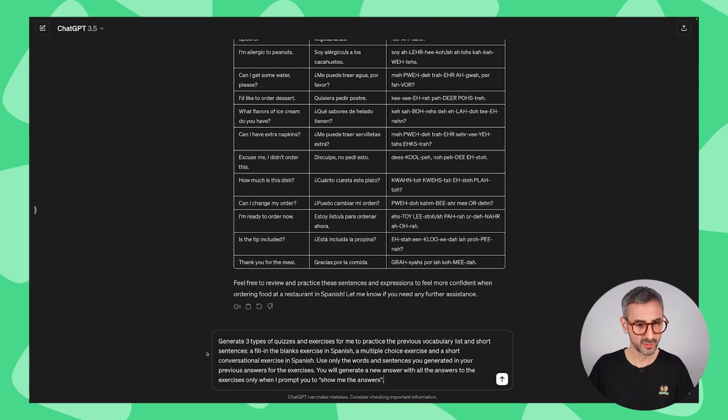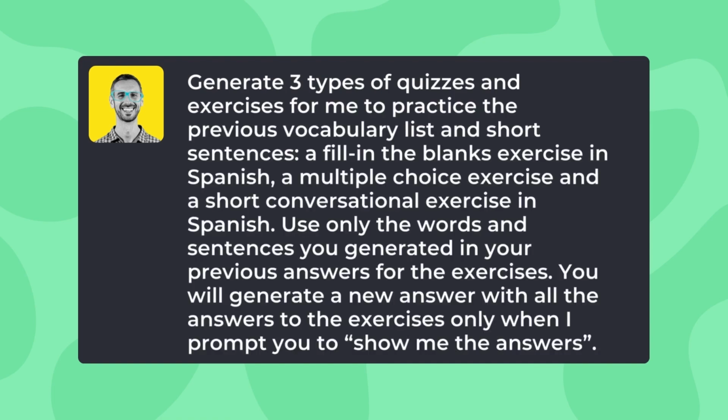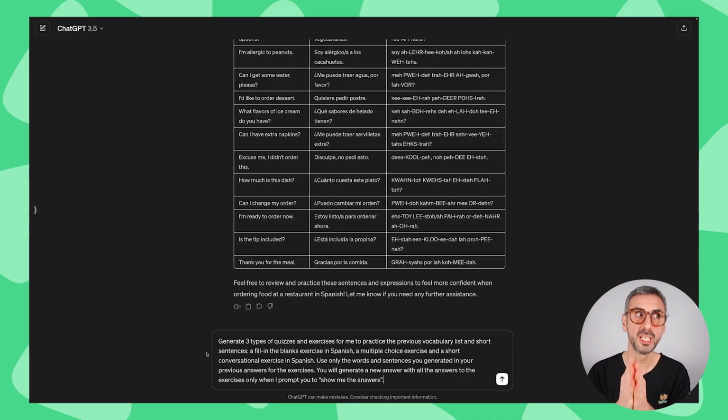All right, so here is the prompt. Generate 3 types of quizzes and exercises for me to practice the previous vocabulary list and short sentences. Fill in the blank exercise in Spanish, a multiple choice exercise, and a short conversational exercise in Spanish. Use only the words and sentences you generated in your previous answers for the exercises. You will generate a new answer with all the answers to the exercises only when I prompt you to show me the answer. All right, so here we ask ChatGPT to help us practice, review the information we learned earlier by creating these 3 little exercises.